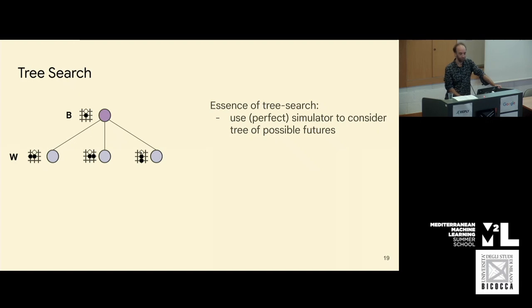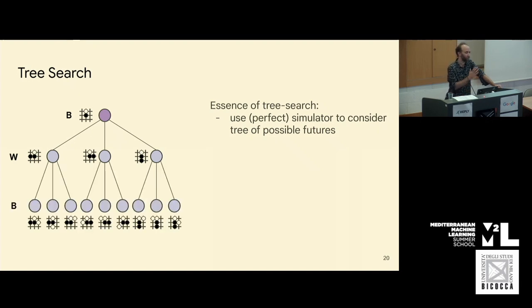Then I can imagine what white would do and play these three positions. There might be more, I just don't have the space for the whole tree in the picture. And this ends up with these 9 boards, which are 2 steps ahead. All right, so that's just building a tree.